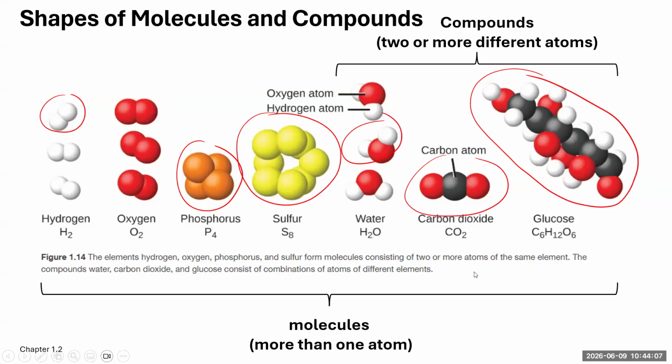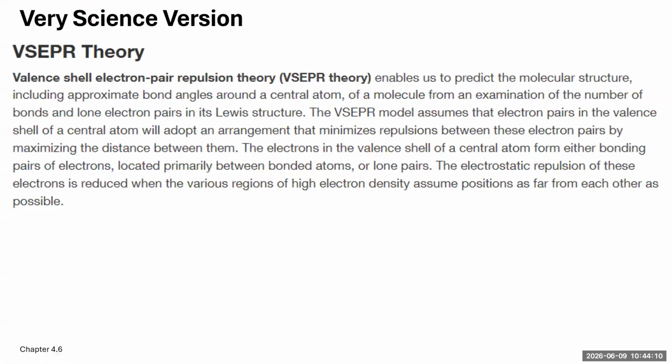This is a very sciencey version of the explanation. I'll get to my explanation in a second, but we're going to start out with something called VSEPR theory, which stands for valence shell electron pair repulsion theory. Let's break that down. Valence shell: something like carbon has six protons, which means six electrons. Carbon's on the second row of the periodic table, so it has two energy levels, two core electrons and four valence electrons. So this is the valence shell.